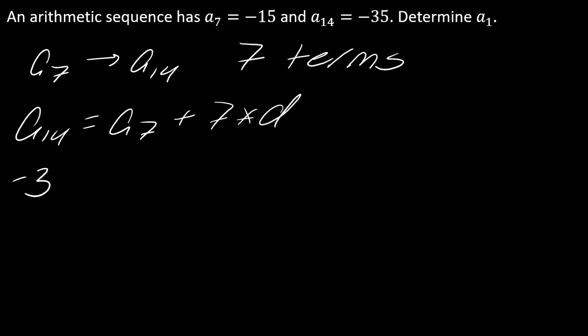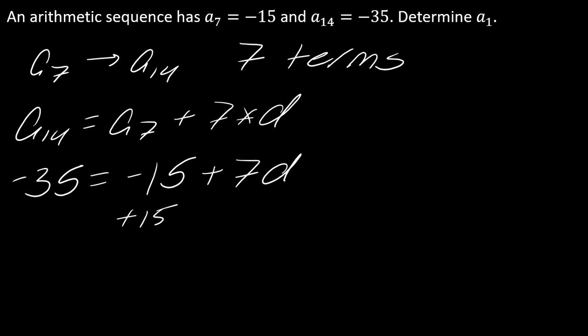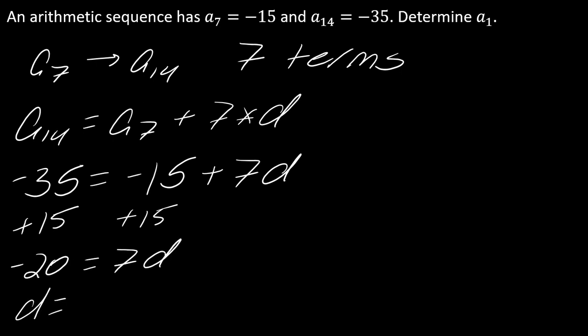So let's see, I've got 35 equals 15 plus 7d. Now if I go through and solve this, this will be 20 equals 7d. So you have a nasty common difference in this case, but that's okay, we can deal with it. So this is the common difference.